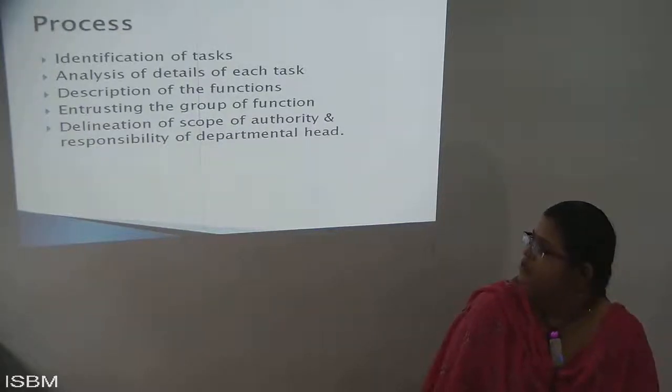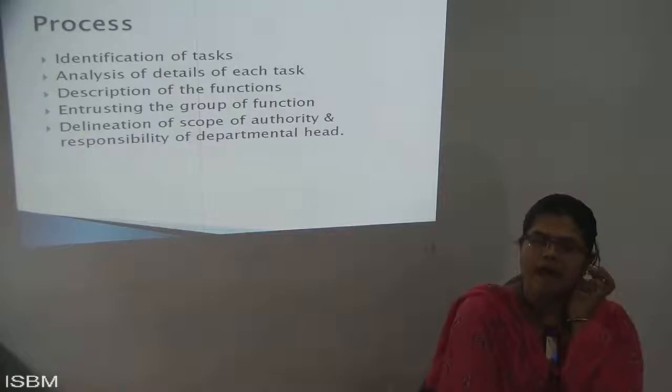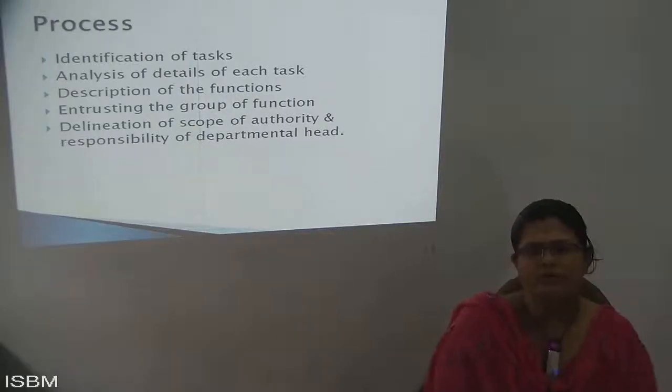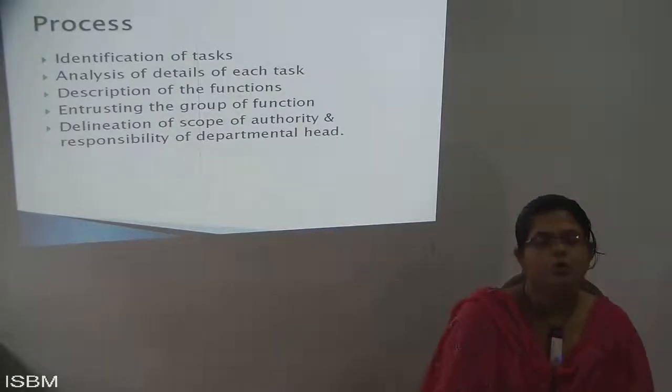Next is the delineation of the scope of the authorities and responsibility of departmental heads. Delineation in the sense of delegating. You people will be aware that in your department, in each and every department, there is a process which says to whom to give the authority and to whom to give the responsibilities. So this should also be there.